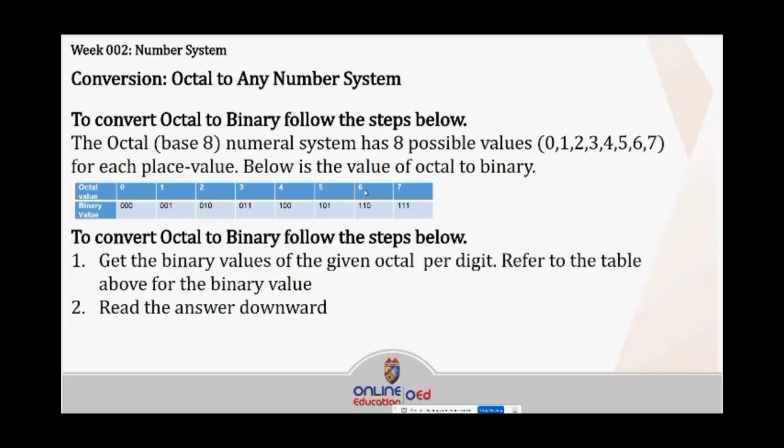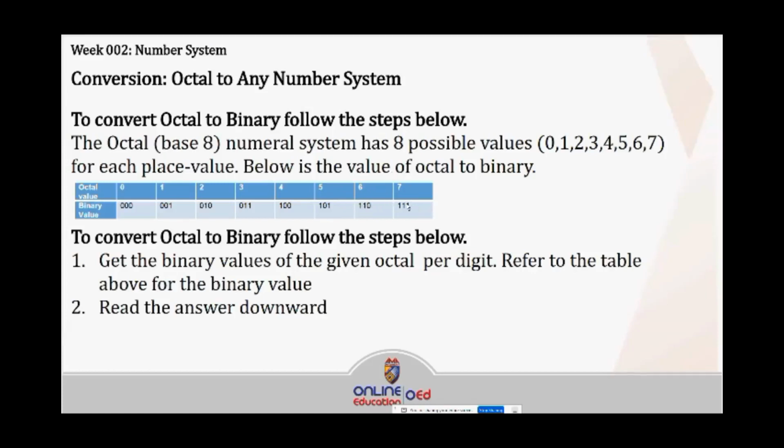Next, 6. For the 6, it's 4 2 1. So 4 should be true, we put 1. 2 should be true, so 4 plus 2 is 6. Therefore, the next value should be false. We put 0, so that's 1, 1, 0.